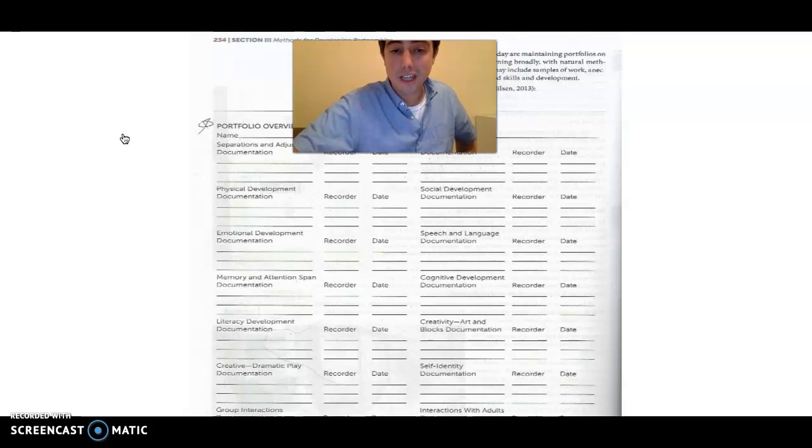Speech and language documentation. How are their speaking skills? Are they participating? How are they writing their name? So-and-so is having trouble writing their name. Finally, cognitive development. How are they thinking? Are they participating? Are they able to share what's inside their minds out loud to the classroom?